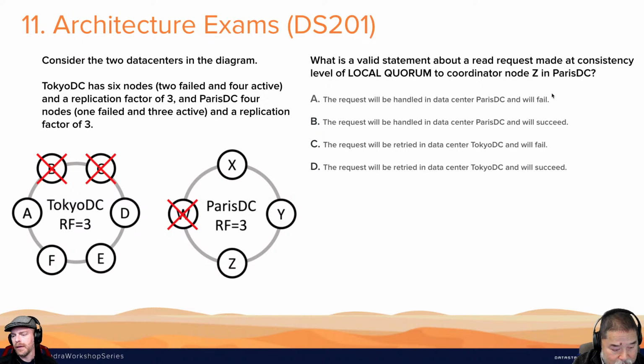So this one's going to be a little bit different from what you've seen so far. Question 11, again, for those following along. Consider the 2 data centers that you see here in the diagram. What is a valid statement about a read request made at consistency level of local quorum to coordinator node Z in the Paris DC?